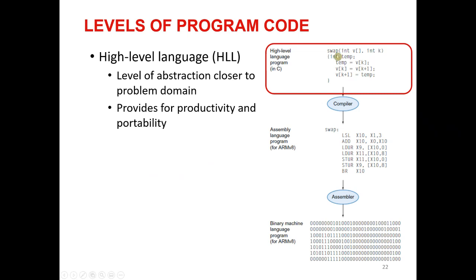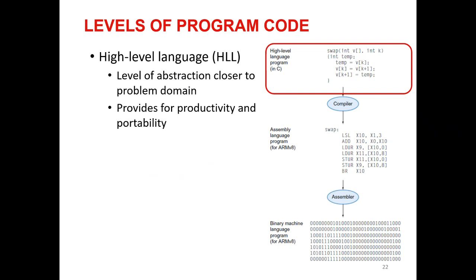It's here just for completeness. As I have mentioned, we have three levels of program code. The highest level is what we call the high-level language. It's the most abstract language, usually close to the domain of the problem I want to resolve. It also usually provides the highest productivity, because this kind of language is closer to human language. And we will also see that it provides portability, because it does not rely on a given hardware. It can be run on any hardware.